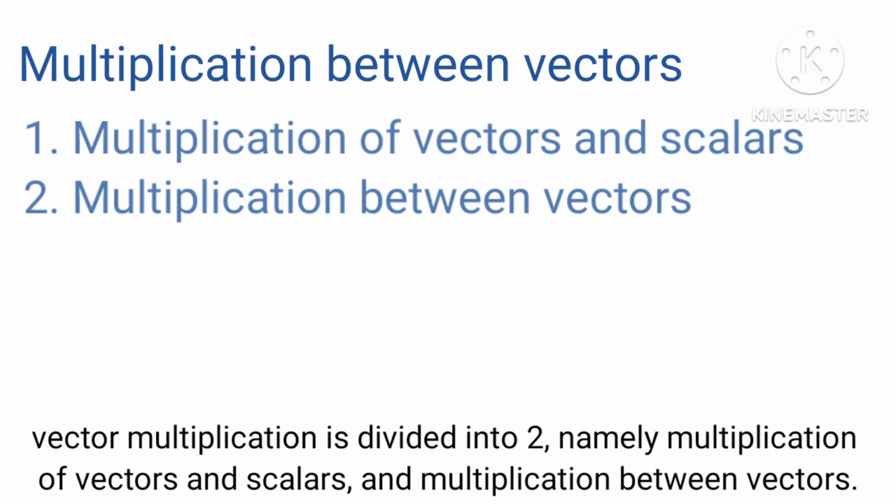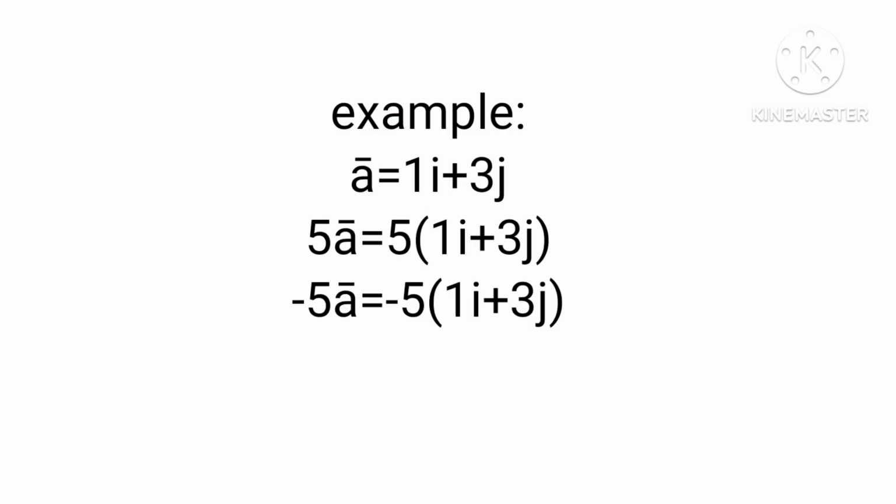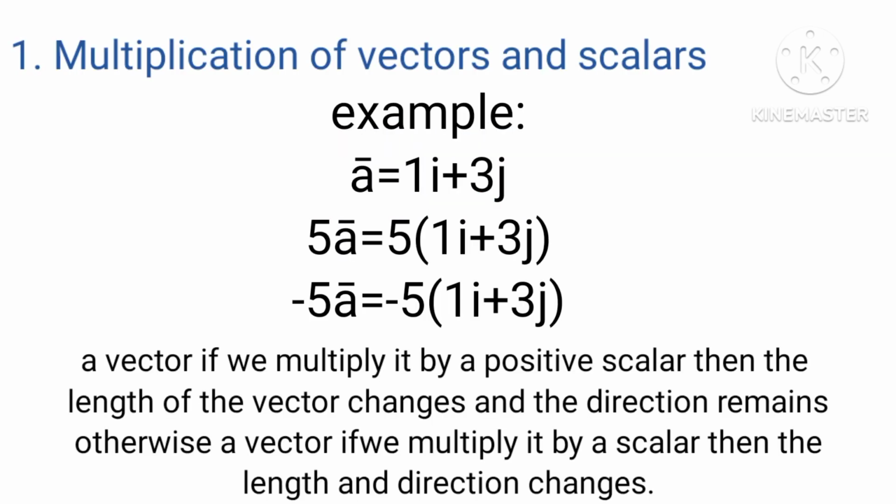Vector multiplication is divided into two, namely multiplication of vectors and scalars and multiplication between vectors. A vector, if we multiply it by a positive scalar, then the length of the vector changes and the direction remains. Otherwise, a vector, if we multiply it by a negative scalar, then the length and direction change.